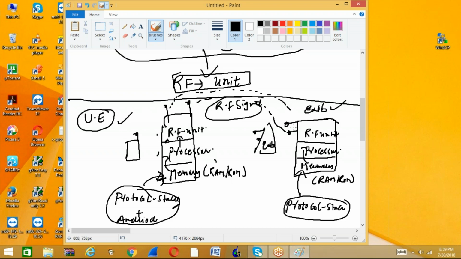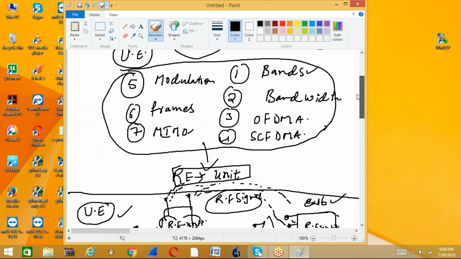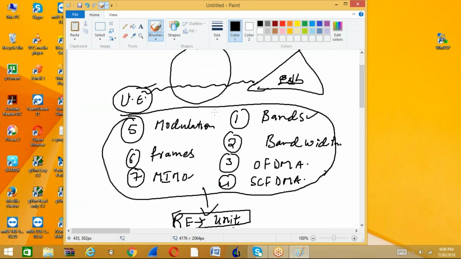Now, ultimately what happens is, this mobile or this base station will push this data into an RF unit, and the RF unit will generate an RF signal. So when it generates an RF signal, all these parameters come into picture.